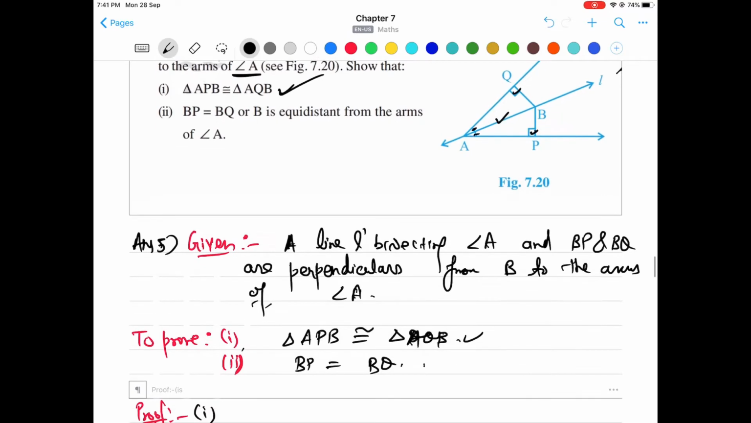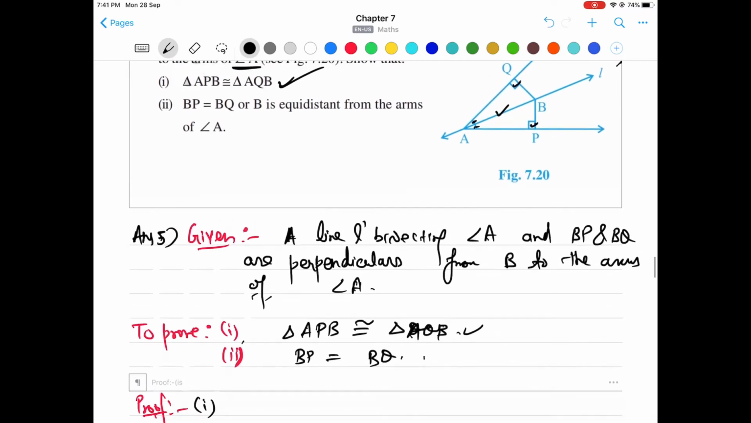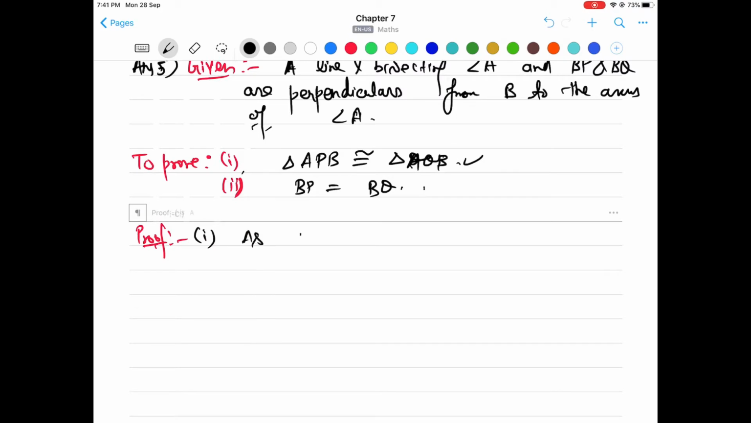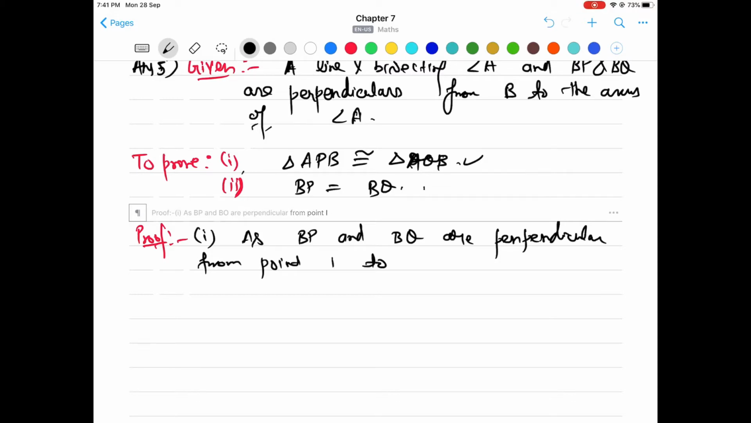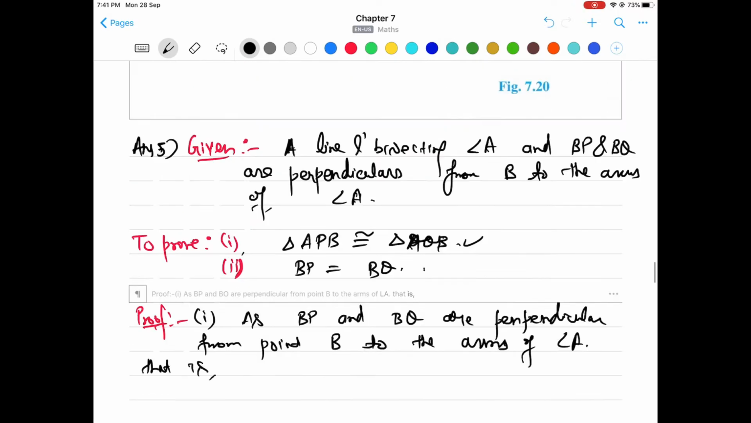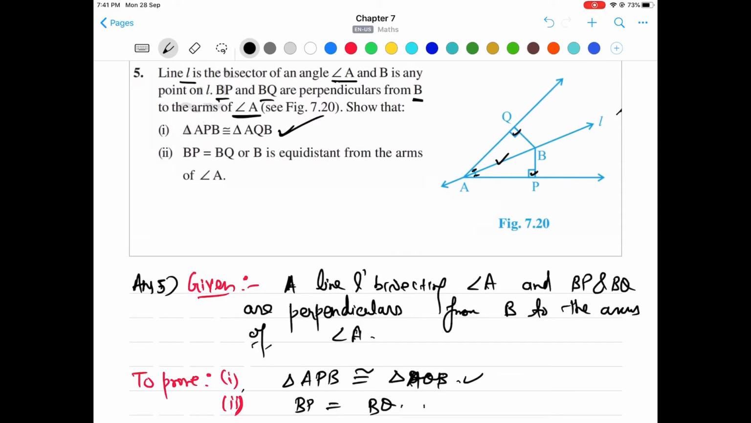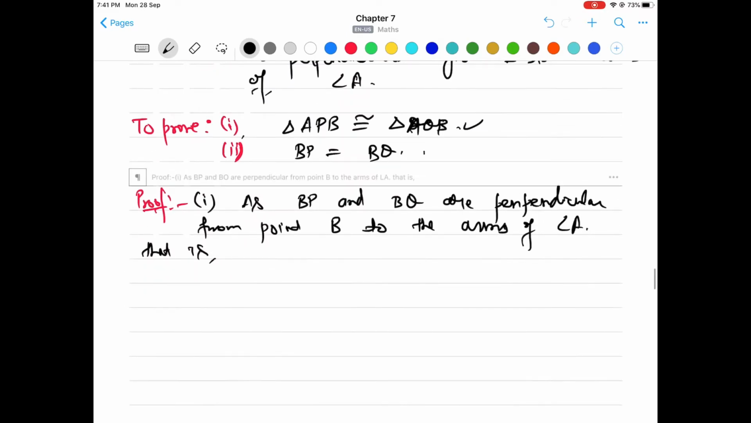Okay, first you'll write BP and BQ are perpendicular from point B to the arms of angle A, that is, these two angles APB and AQB.